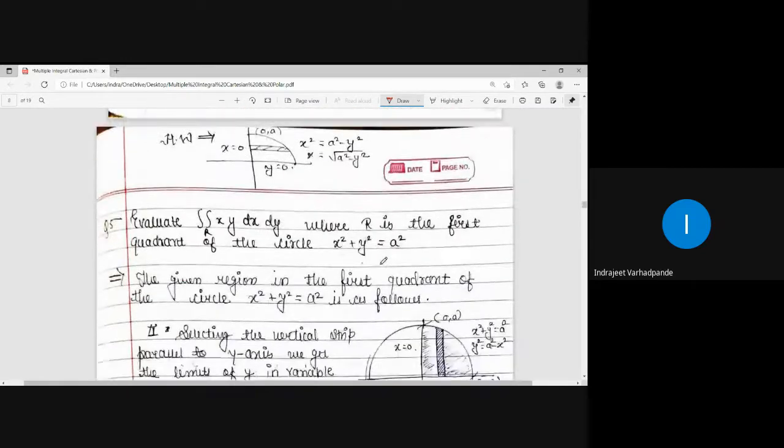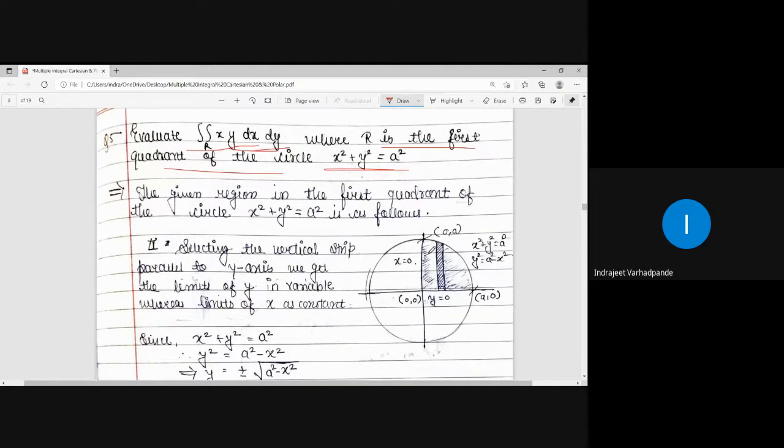A similar kind of other example: evaluate the double integral over R of xy dx dy, where R is the first quadrant of the circle x square plus y square equal to a square. Again, this is an example wherein they are talking about the first quadrant. First quadrant means all the values of x and y will be positive, meaning our region will be concentrated in the first quadrant or the positive quadrant, right?